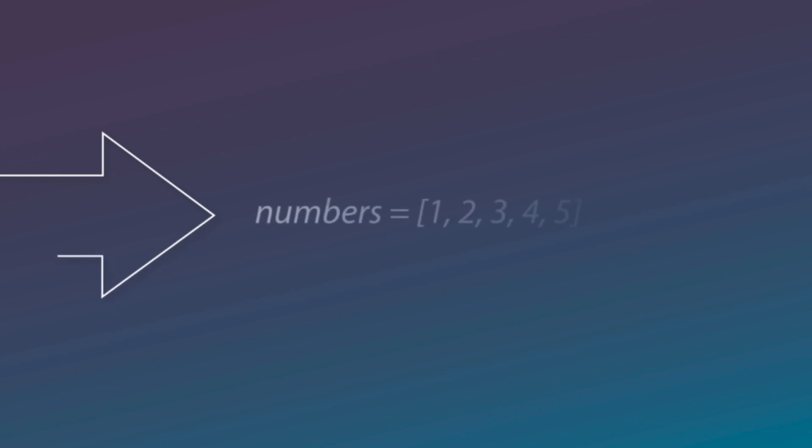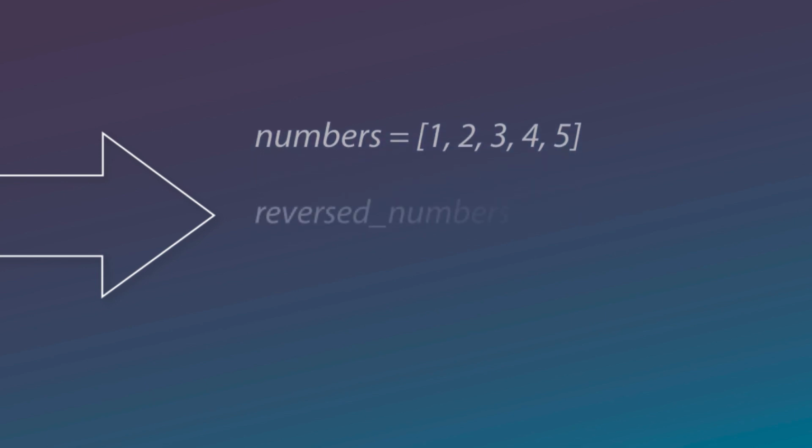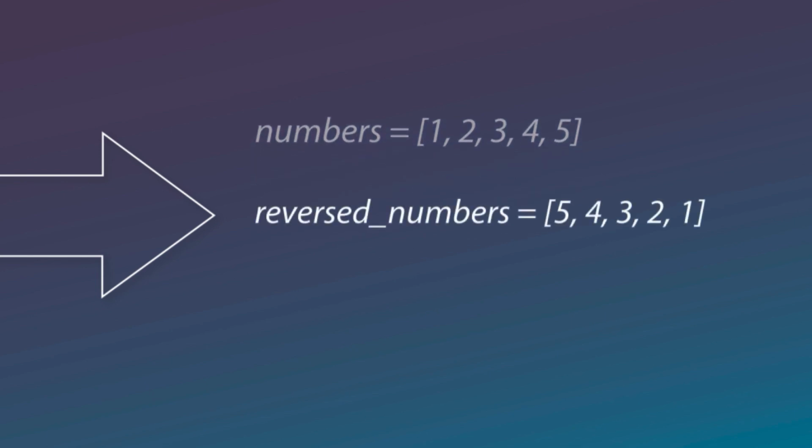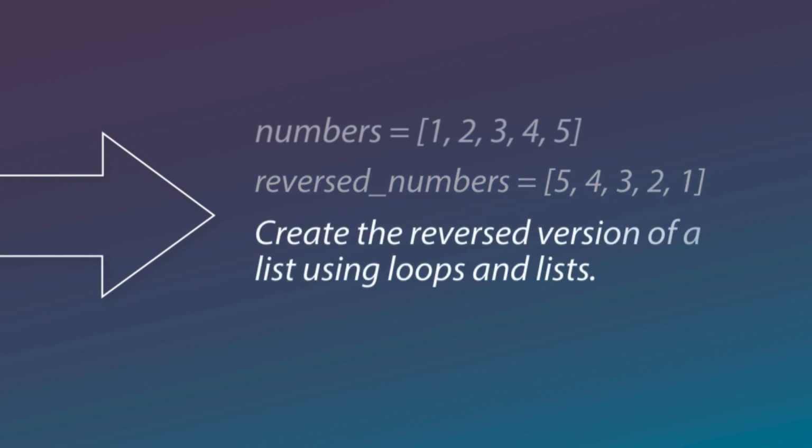Let's say we have the following sequential list of numbers. I want you to create the reversed version of that list in another list called reversed numbers. How would you do that using loops and lists? Pause here and continue when you have the solution.